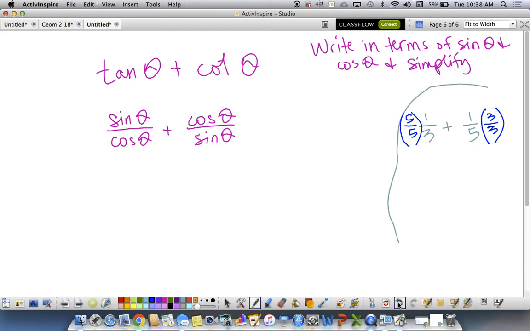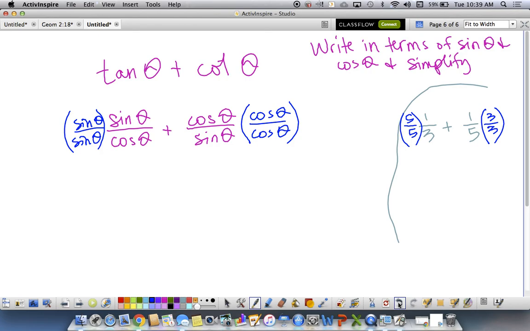Cosine theta over cosine theta. Which one am I going to multiply by cosine theta? The left one. Cosine over cosine. What's that denominator going to give me? Cosine squared. Wait, I meant the right one. I'm not going to multiply 1 over 3 by 3 over 3. I started that and messed it up. So what do we need to multiply by? Sine theta over sine theta. Correct. What about this side? Cosine theta over cosine theta.